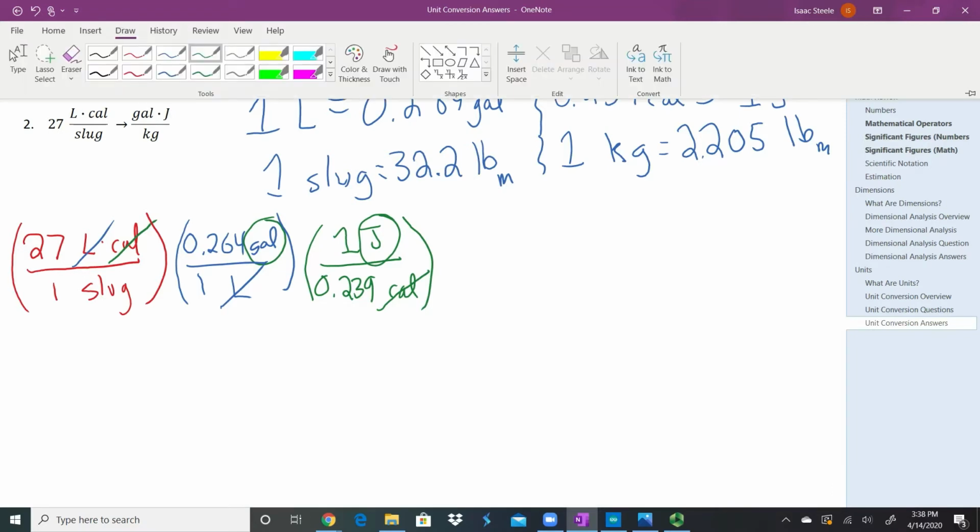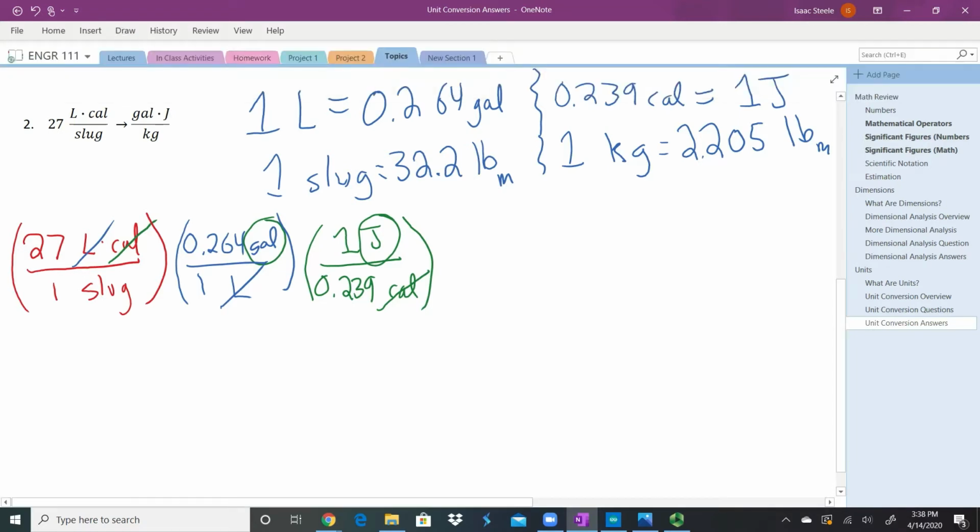So let's get a different color for the slugs. I'll do gray. I want to cancel out slug. Now this time slug's on the bottom. So to cancel out slug, I need to find something with the slug in it, and that is this conversion factor here. But since slug's on the bottom of my original number, I want to put slug on the top over here. 1 slug over 32.2 pound masses. My slug cancels out with my slug, and I'm left with a pound mass.